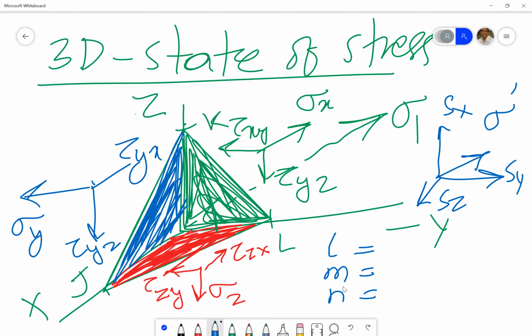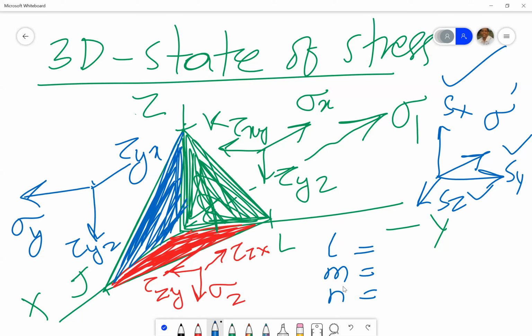These are the stresses. How can you calculate them? Stress is force per unit area. So if you multiply the stress by the area, we can calculate the forces. By this we will calculate the different forces along this plane.